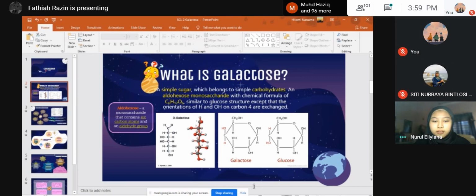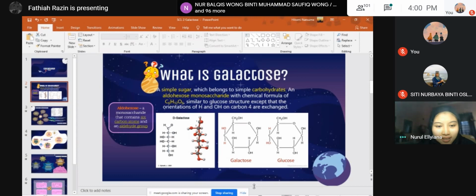K1G2. Okay, so I will be presenting on what is galactose. It is a simple sugar which belongs to simple carbohydrates. It is an aldohexose monosaccharide with chemical formula C6H12O6, similar to glucose structure except that the orientation of H and OH on carbon 4 are exchanged. So what is an aldohexose? It is a monosaccharide that contains 6 carbon atoms and an aldehyde group.